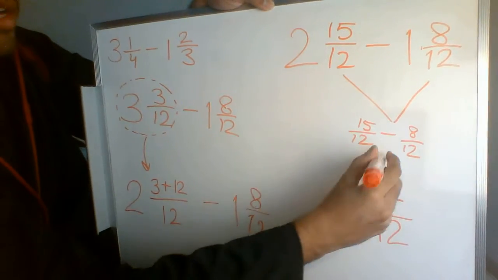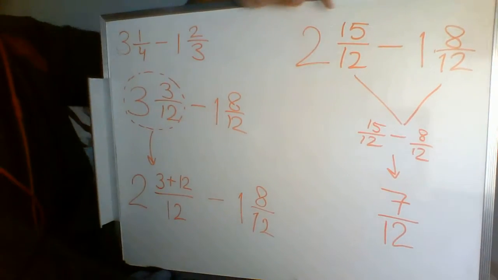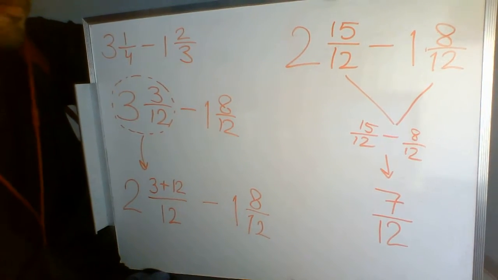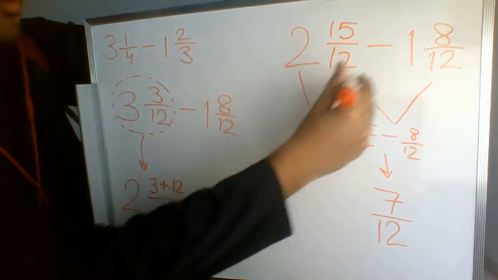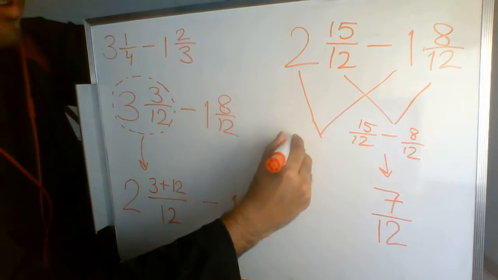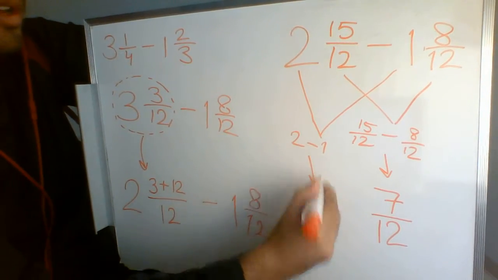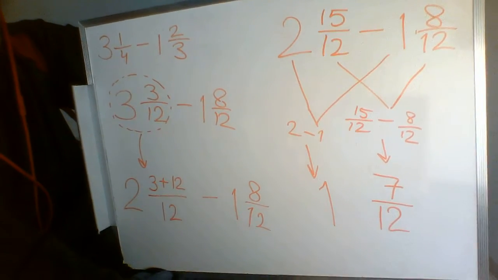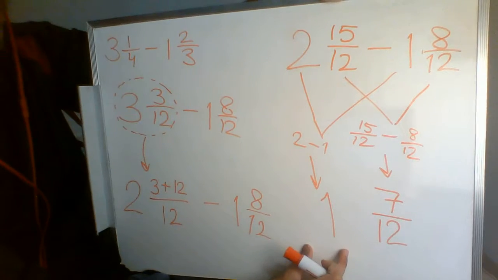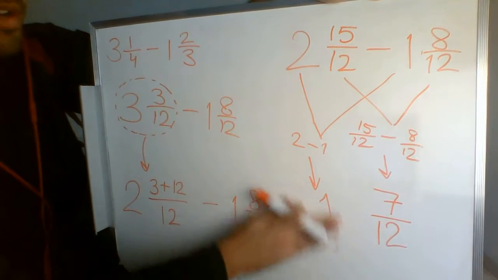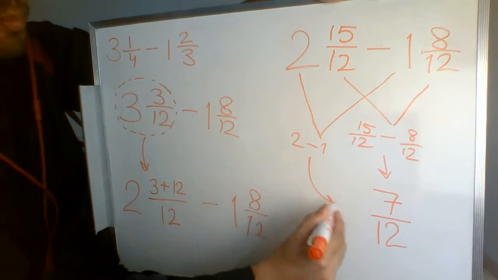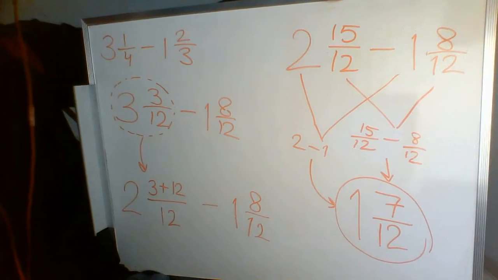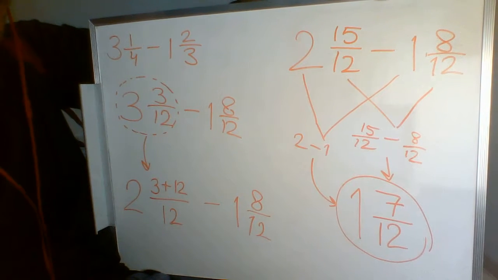Maybe I'll put that with like an arrow. Alright, so 15 twelfths minus 8 twelfths is going to leave us with 7 twelfths down there. And then we also have to do the subtraction of the whole numbers. So we have to do 2 minus 1, which is going to leave us with 1. Right? And then we have our whole number here, we have our fraction there, we just stick those together, and there is your answer, 1 and 7 twelfths, which is the same thing that we got last time.